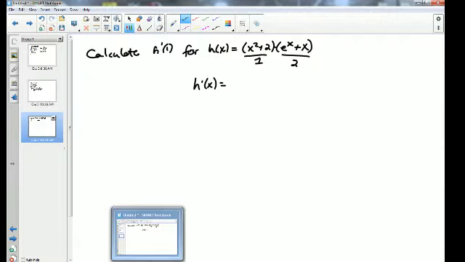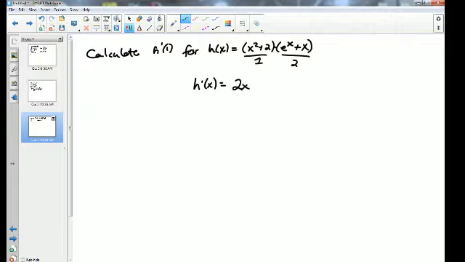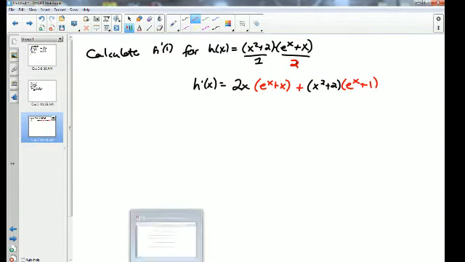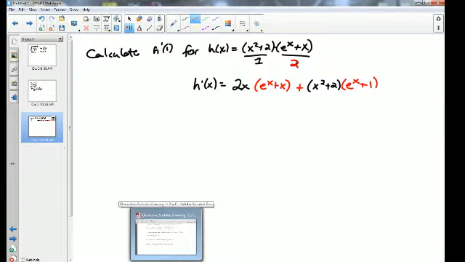So the derivative of the first one is just 2x. What do I do with the second? Copy it: e to the x plus x. Times the derivative of the second, which is e to the x plus 1. So we have derivative of the first, copy the second, copy the first, derivative of the second.